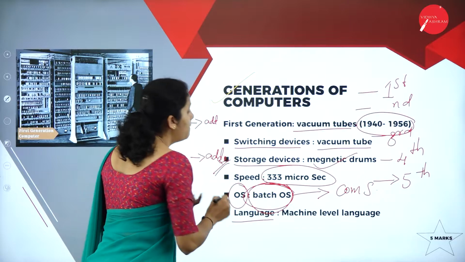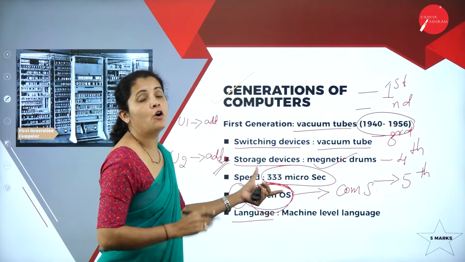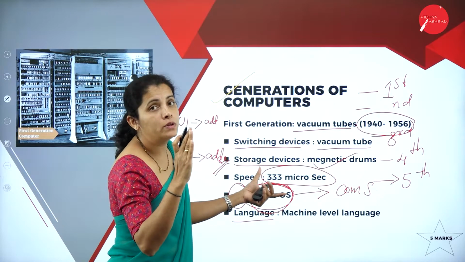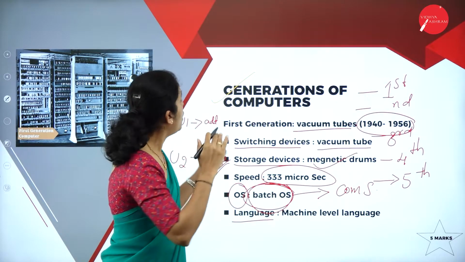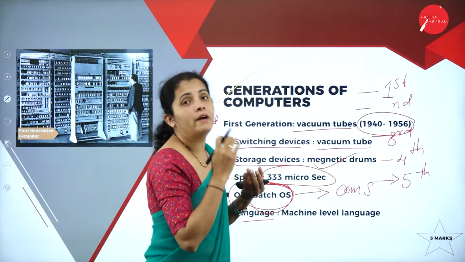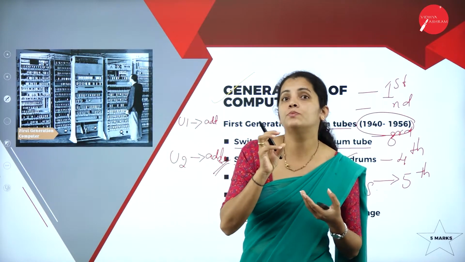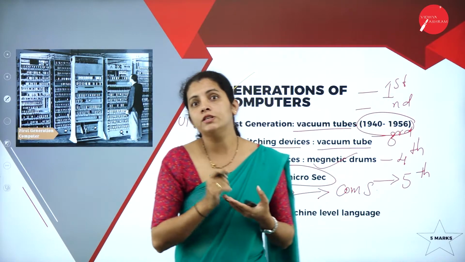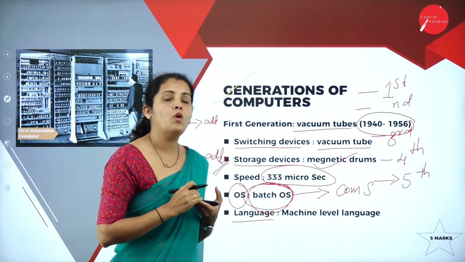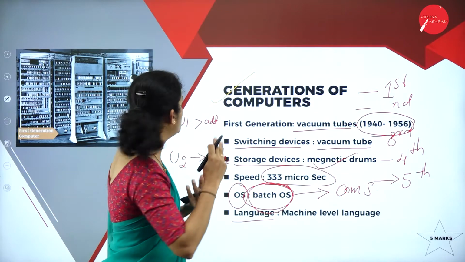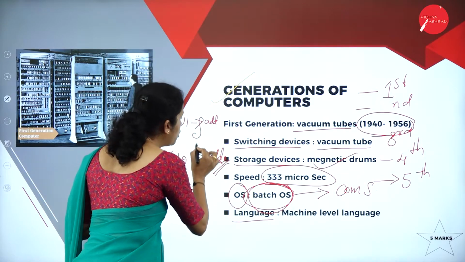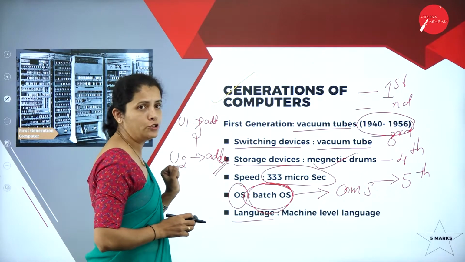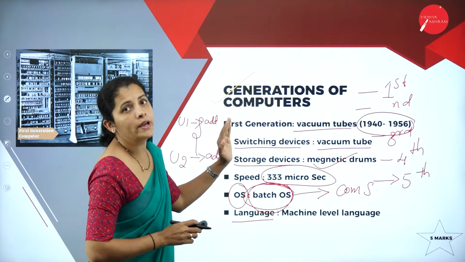So in the batch operating system, the operating system does not interact with the computer system, and all the jobs are divided into smaller jobs. And in order to increase the execution speed of the computer, they used to club the similar jobs. That means they are going to combine the similar jobs and execute them.